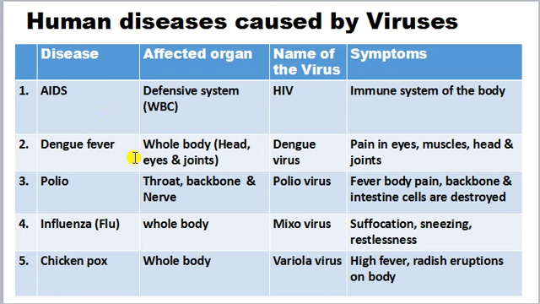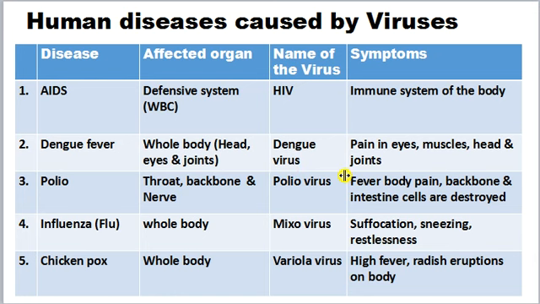Now second is dengue fever. Dengue fever is a mosquito-borne tropical disease caused by the dengue virus. It affects your whole body, causing pain in eyes, muscles, head and joints. So these are the symptoms. If we talk about its carrier, that means who transmits the dengue virus from one person to another, it is the Aedes mosquito, which transmits this virus from an infected person to a normal person.